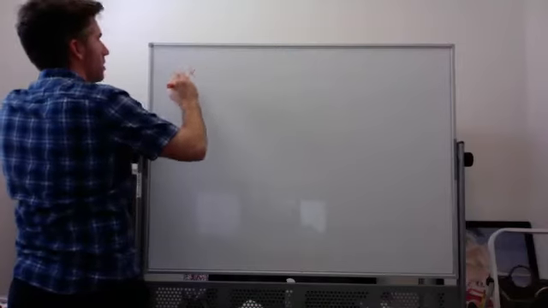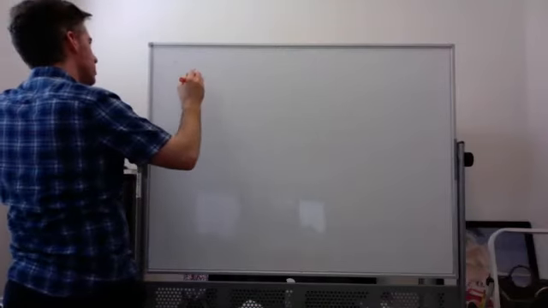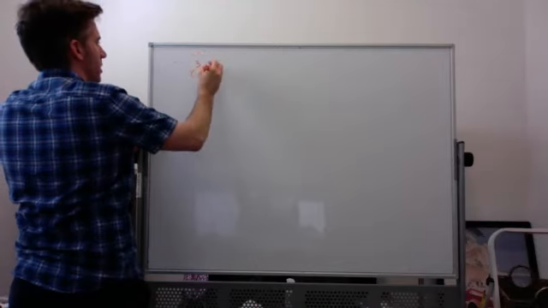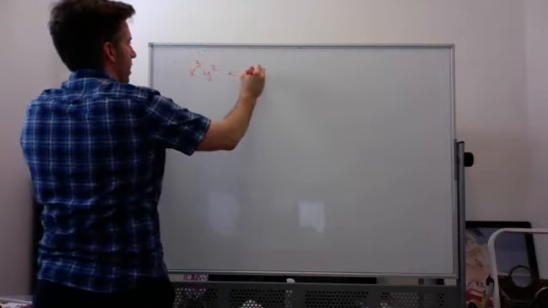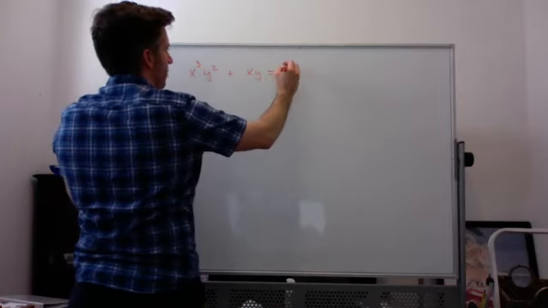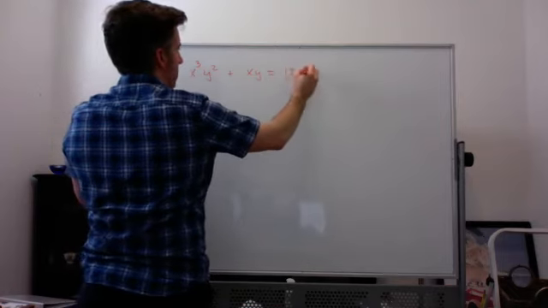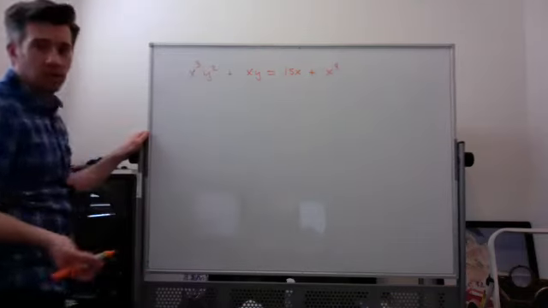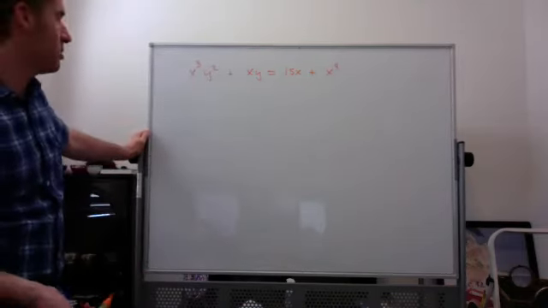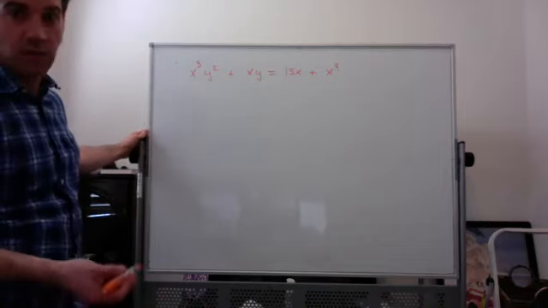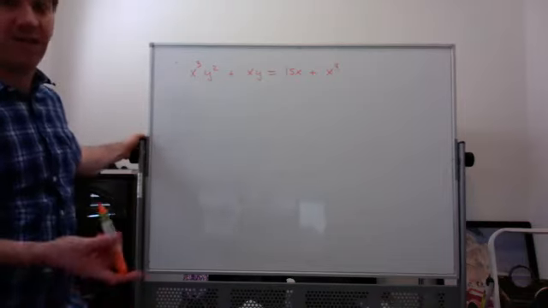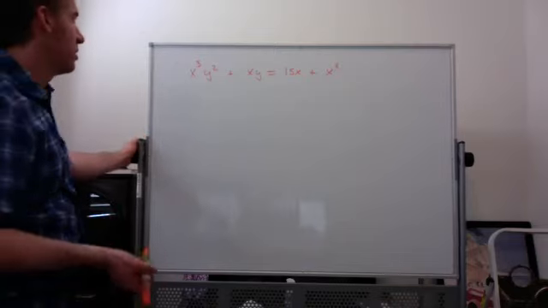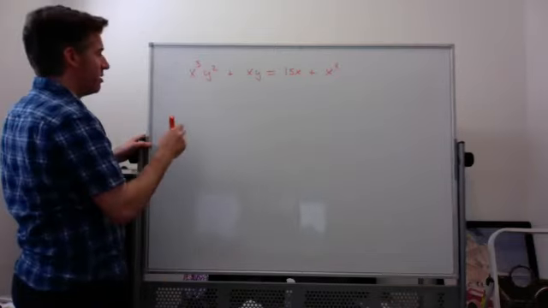So let's say we had something like x cubed y squared plus xy equal to 15x plus x to the 4th. And I want to find y prime. So I'm going to pretend like y is a function of x, and I'm going to differentiate using the chain rule. So the derivative of x cubed times y squared.